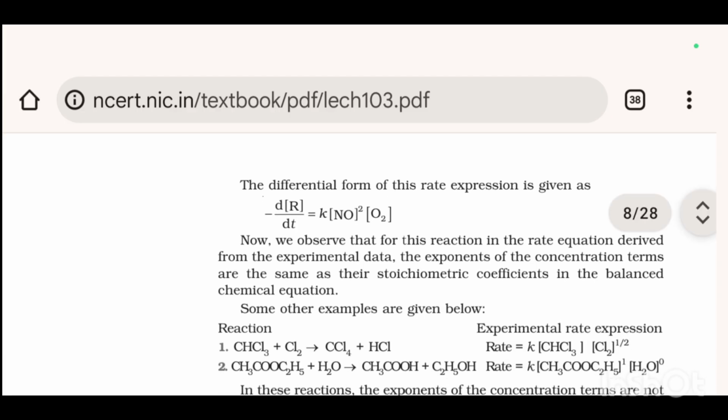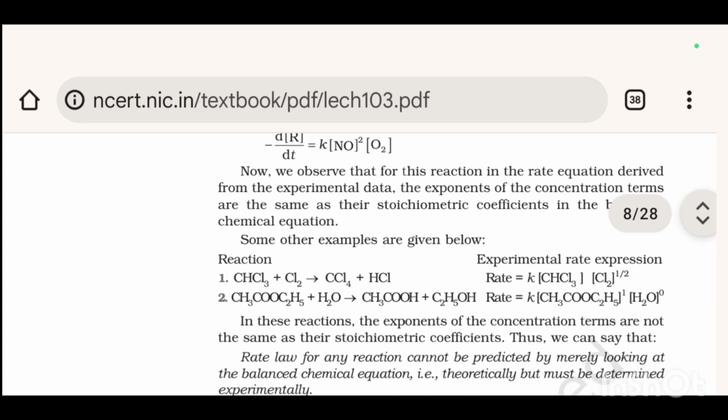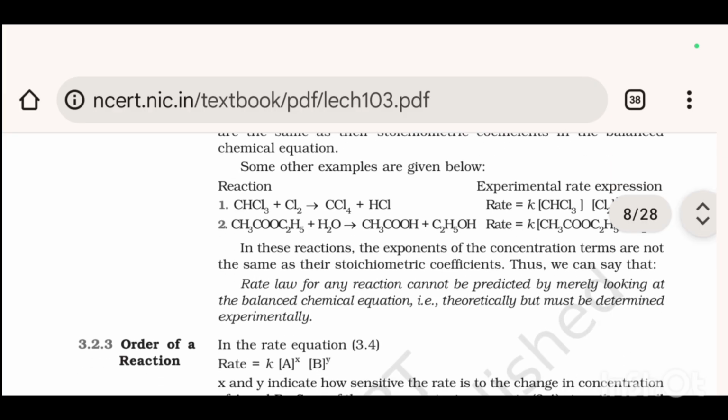Some other examples are given below. Reaction: CHCl3 plus Cl2 gives us CCl4 plus HCl, and the experimental rate expression is rate equals k [CHCl3][Cl2] raised to the power 1/2. And CH3COOC2H5 plus H2O gives us CH3COOH plus C2H5OH, and rate equals k [CH3COOC2H5] raised to the power 1 and [H2O] raised to the power 0. In these reactions, the exponents of the concentration terms are not the same as the stoichiometric coefficients. Thus, we can say that the rate law for any reaction cannot be predicted by merely looking at the balanced chemical equation, that is theoretically, but must be determined experimentally.